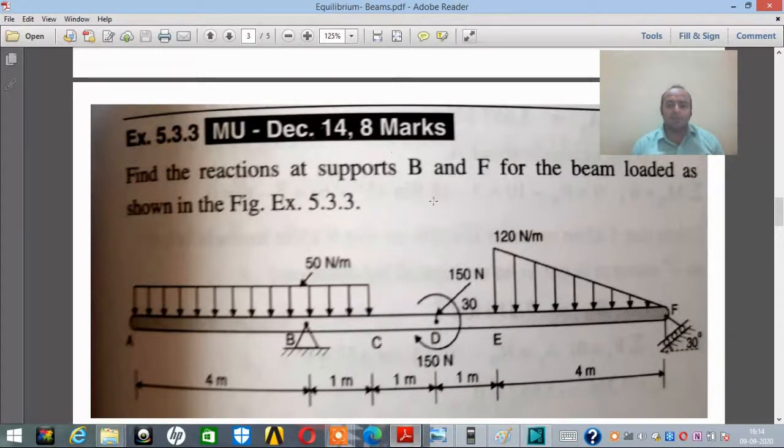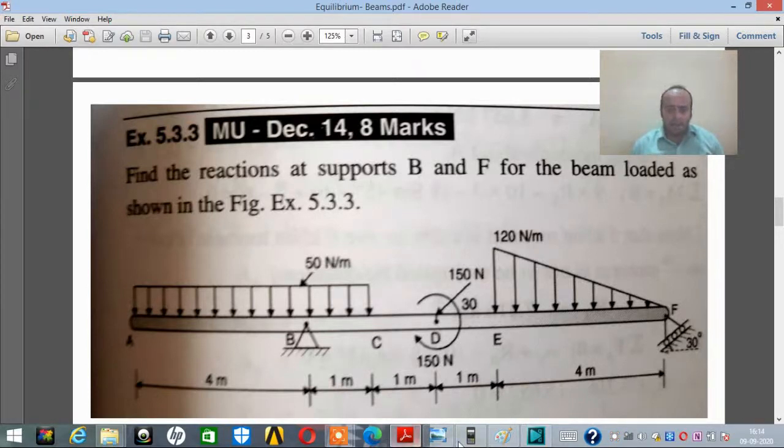Find the reactions at supports B and F for the beam loaded as shown in the figure. You can see the type of the beam. It is extended from one of the ends. It's a hinge support at B. It's a roller support at an inclined surface, so the normal reaction is going to be inclined. That means it will be perpendicular to the surface but at an angle of 60 degrees to the horizontal.